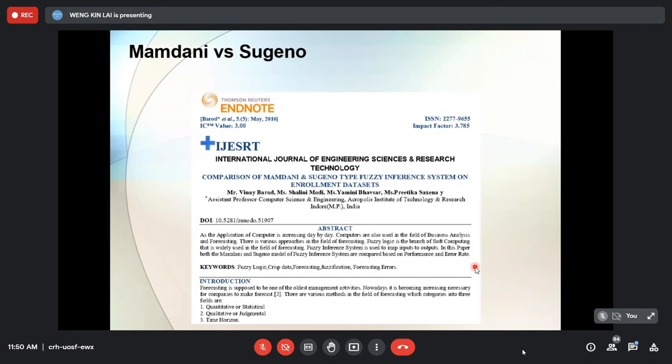So this paper tells you, if you're interested, go and check it out, which is a better method. So you can actually know for sure with a certain higher level of confidence that either Mamdani is better or the Sugeno is better.